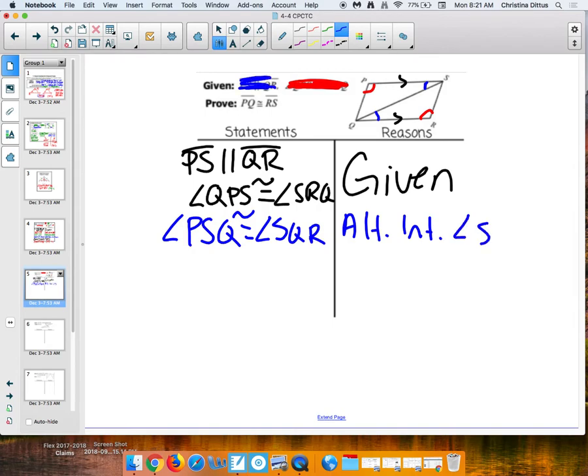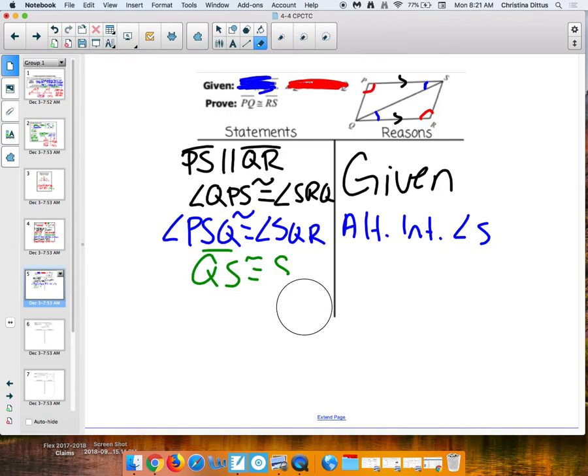Okay, now I've used my other given thing. What else do we got? So far I got angle. Reflexive, what's reflexive? QS is congruent to QS, because reflexive.